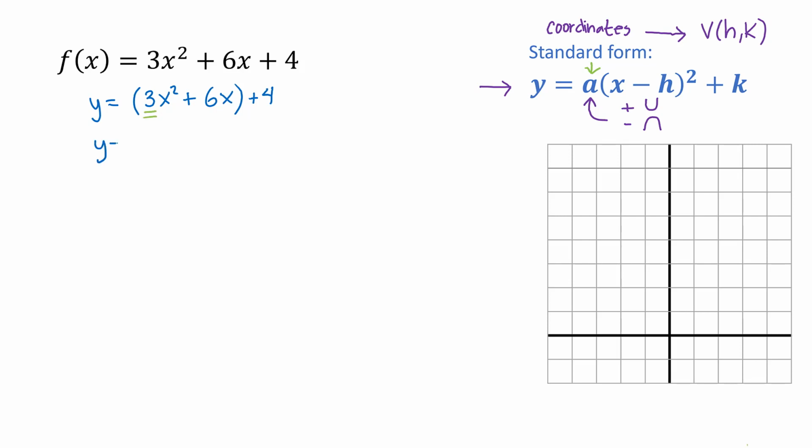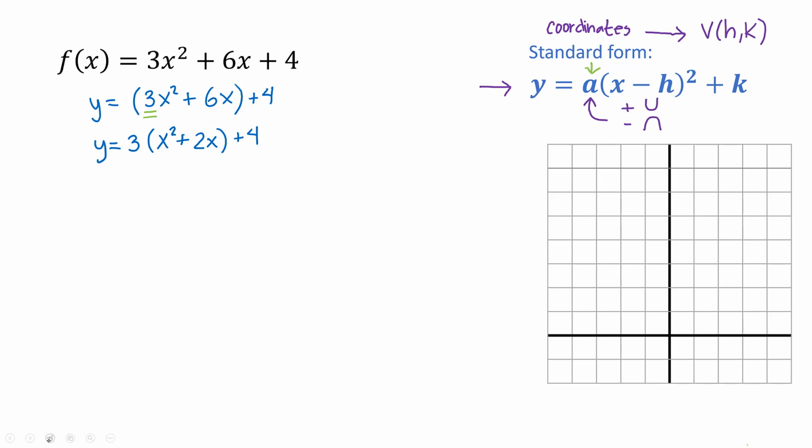So y equals, now I factor out number 3 and divide the binomial over 3. So 3 times what gives us 3x squared? X squared. 3 times what gives us plus 6x? Well, 2x. And then plus 4. Okay, to double check if I did the division correctly, I can multiply 3 times the binomial and check that I get what I had originally. So 3 times x squared, 3x squared, and 3 times 2x, 6x. We are correct. So we can continue.